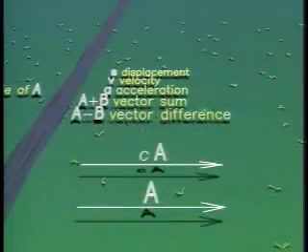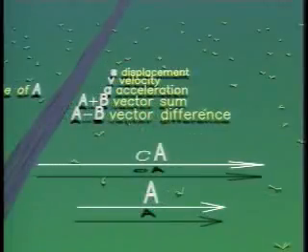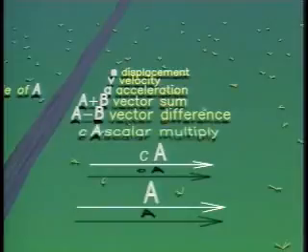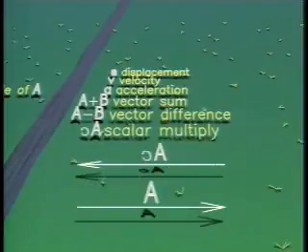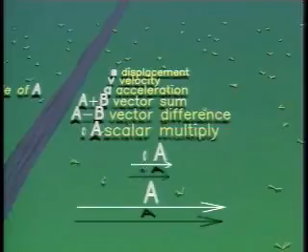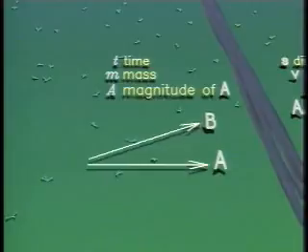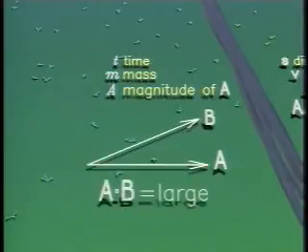A vector can be multiplied by a scalar. This new vector has the same direction if the scalar is positive, but its magnitude can be different. Multiplying a vector by a negative scalar reverses its direction. A vector can be multiplied by another vector.